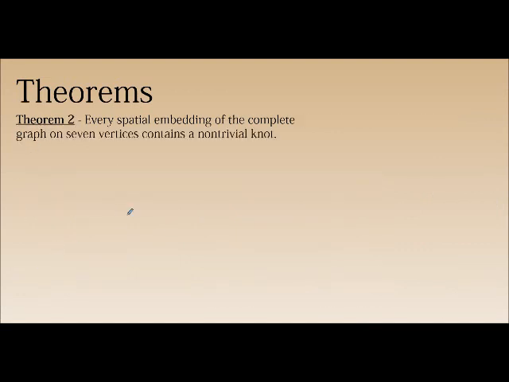For the second proof, we are looking at every spatial embedding of K7, or the complete graph on 7 vertices. In this case, we want to show that it yields a non-trivial knot. We're going to go over more of a sketch of this proof, more of a sketch than the last sketch, because the 2 proofs are pretty similar, but there are some heavier levels of knot theory that are required for it.